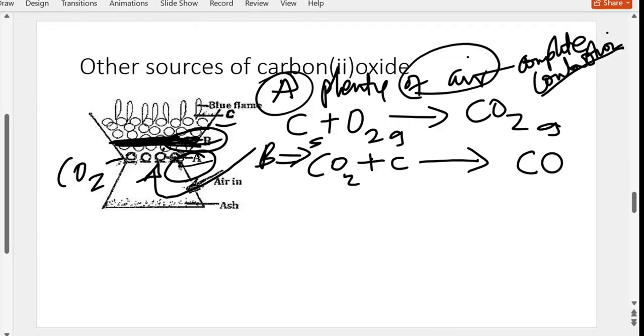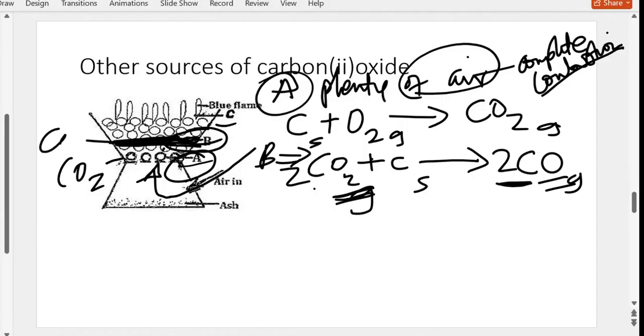So for you to balance, the number of oxygens here is 2, there are 2, we have 1 here. So you have 2 there. So at this point now carbons are 2. So at this point you have 2. And then the state symbols: this is gas, this is solid, this is gas. Now here we have CO. If we have CO at that point, it rises now to region C.